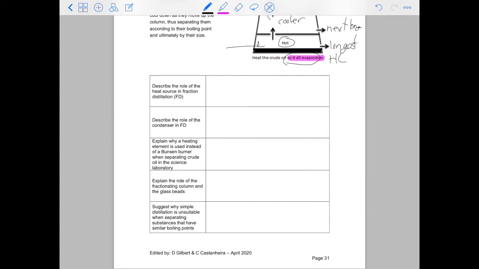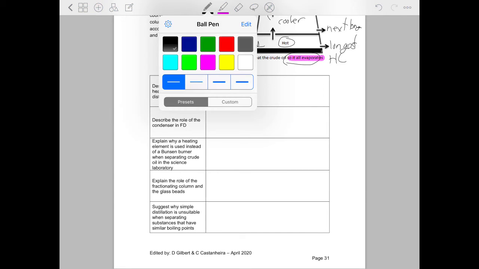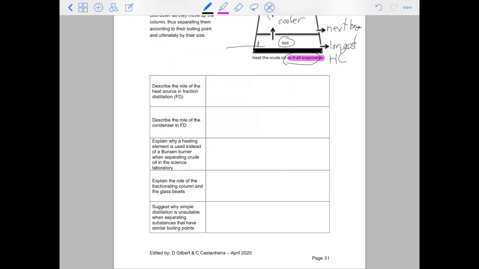The role of the heat source is to evaporate all of the crude oil. The role of the condenser is to turn the gas back to a liquid.